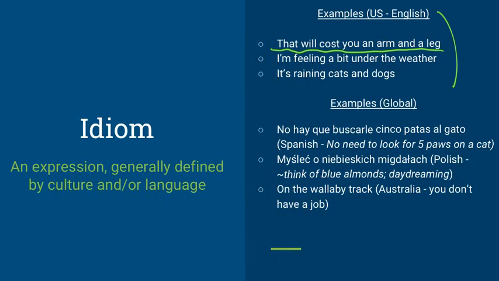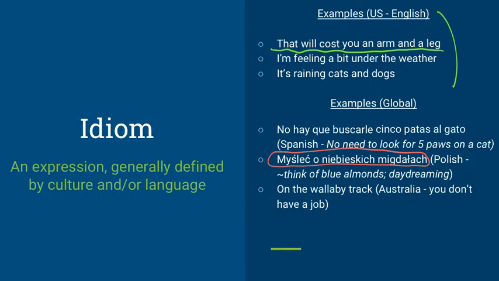Now, I'm not even going to try to pronounce this Polish idiom, but for all of my viewers watching that speak Polish, hopefully you can pick up on this idiom a lot more than I was able to. But it translates to "think of blue almonds." And essentially that's just saying that you're daydreaming. You're thinking of blue almonds. You've caught yourself just thinking about stuff that doesn't exist.